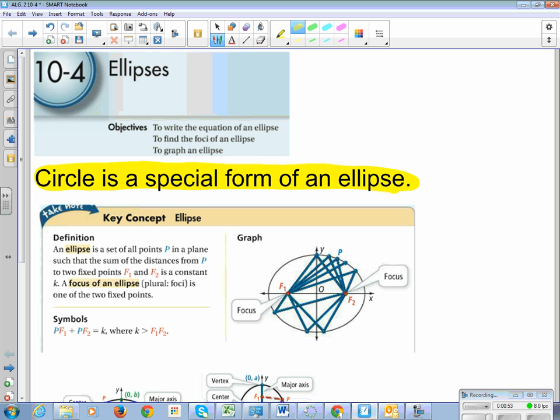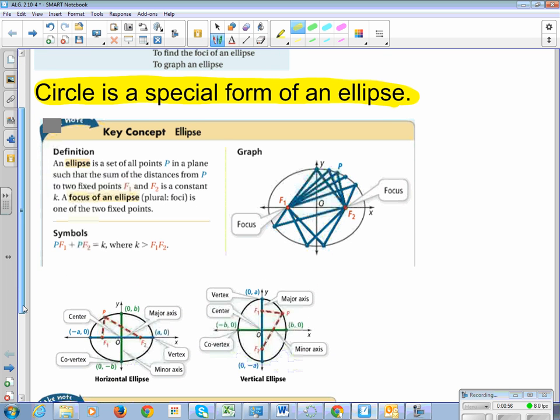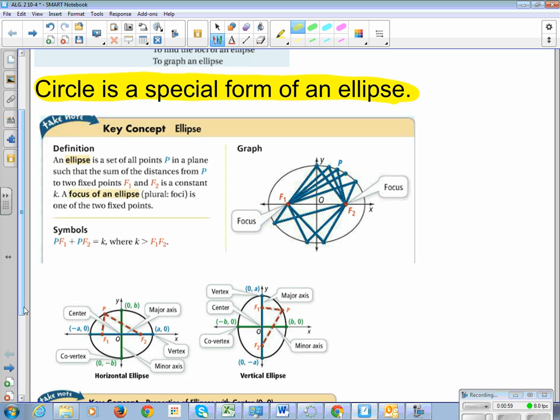So one of the key concepts, and please only write down what I highlight: an ellipse is a set of all points P in a plane, such that the sum of the distances from P to 2 fixed points, so if P is right here, F1 and F2, so the sum of those distances is a constant value K. The focus of an ellipse, plural is foci, is one of the 2 fixed points.